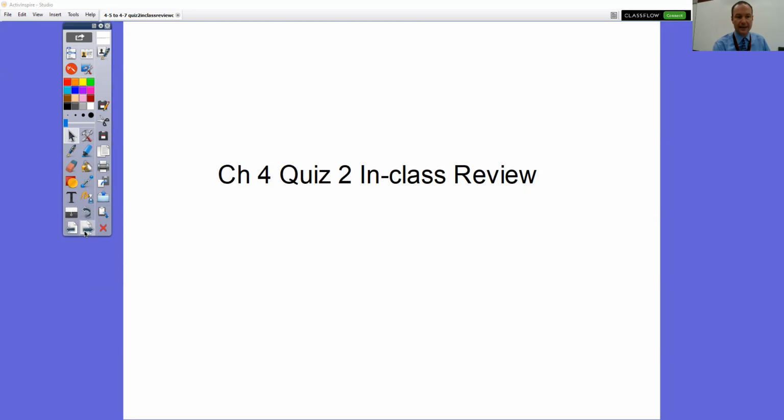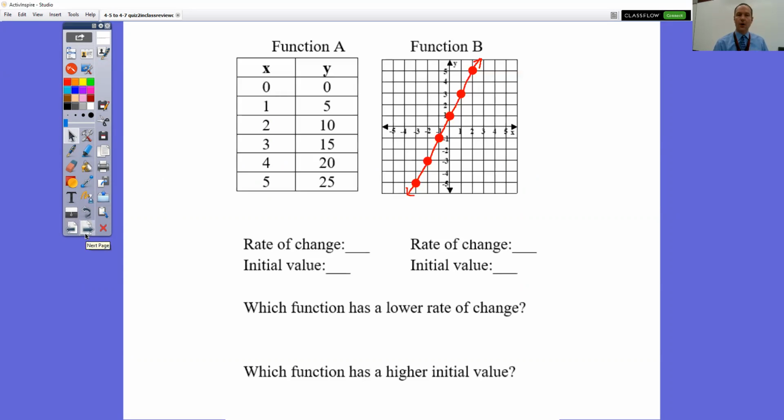So if you take a look at the first type of question, what you need to do is look at function A, which is a table, find the rate of change and the initial value from the table. All you're doing is finding that function rule. And then you need to look at function B, which is a graph, find the rate of change, find the initial value, and then you have 2 questions to answer. On your quiz tomorrow, your questions look exactly like this. You'll have 6 blanks that you have to fill out for this type of question.